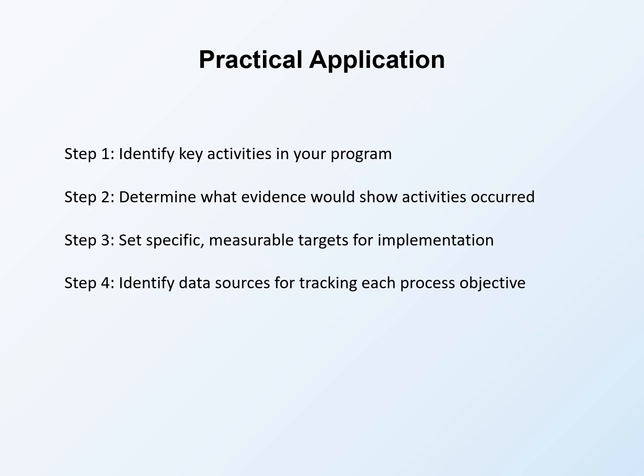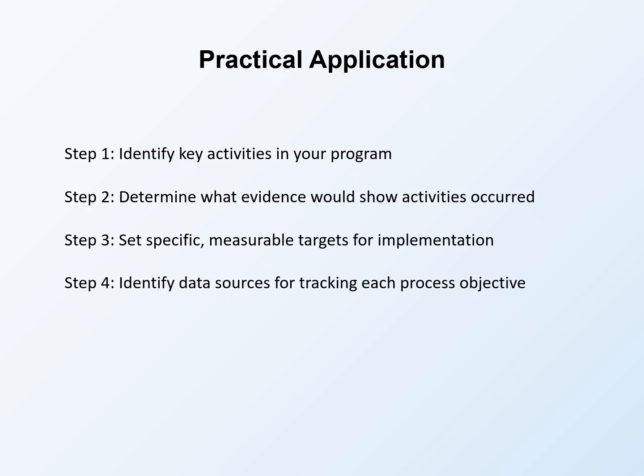Here is a practical exercise to apply what you have learned. Step 1. Identify key activities in your program. What are the main things you will do? List the core implementation components. Step 2. Determine what evidence would show activities occurred. For each activity, what would demonstrate it happened? Attendance records, session logs, enrollment data.